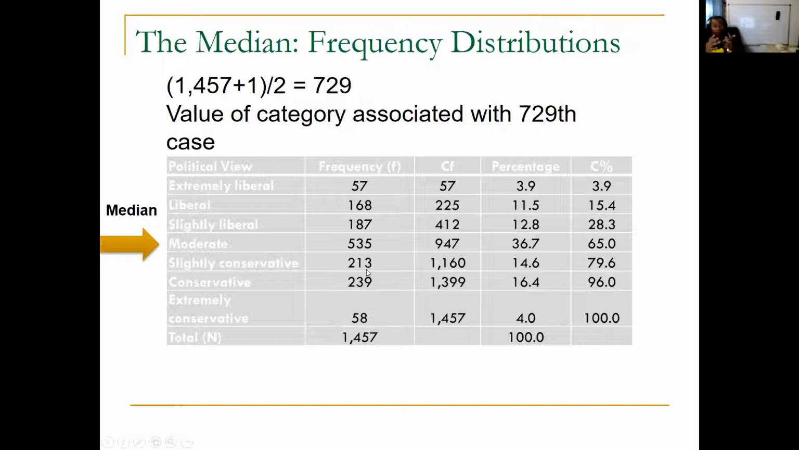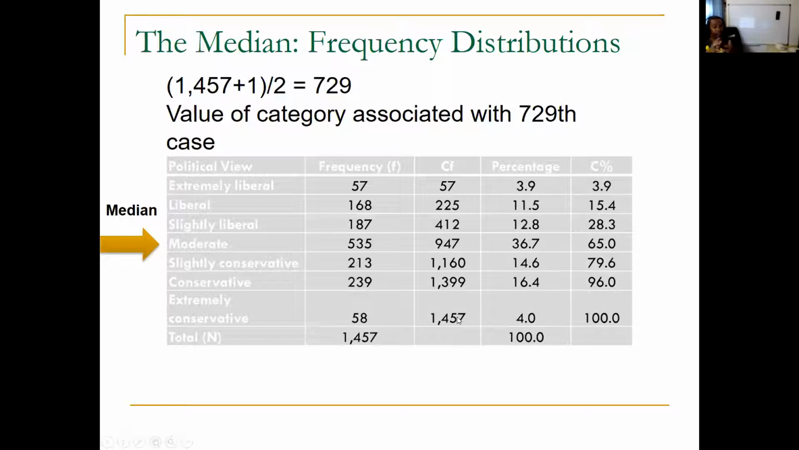Okay. To create a cumulative frequency distribution, if you remember, you take the frequency in the first category and add it to the next. So 57 plus 168 gives us 225. 225 plus 187 gives us 412. 412 plus 535 gives us 947. 947 plus 213 gives us 1,160. 1,160 plus 239 gives us 1,399. And then 1,399 plus 58 gives us 1,457. So we have created a cumulative frequency distribution here.